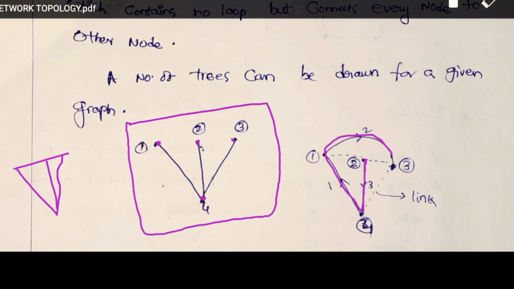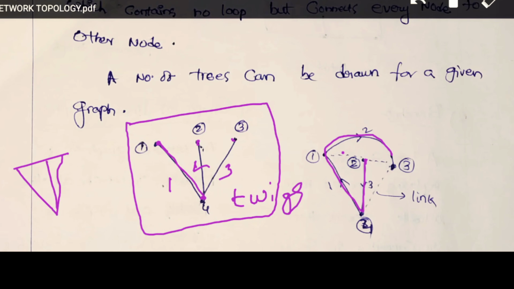Any number of trees can be drawn for any graph. What is meant by this one? This is called a branch of a tree, or twigs. There are 3 branches, 1, 2, 3. These 3 are the branches of a tree. Tree branches are the branches connected for a given tree. Here 1, 2, 3 are tree branches, or simply we can say they are twigs.